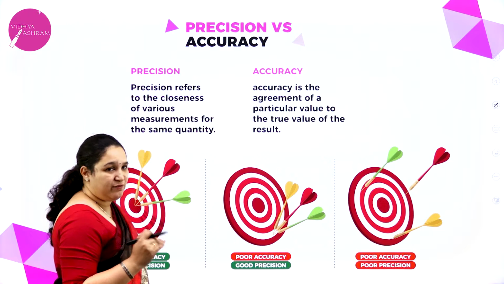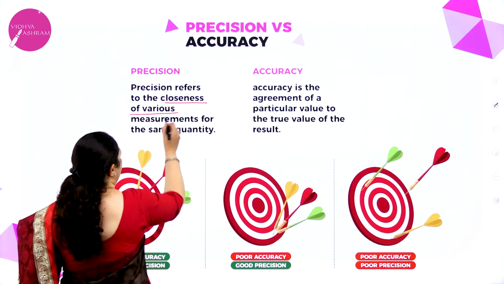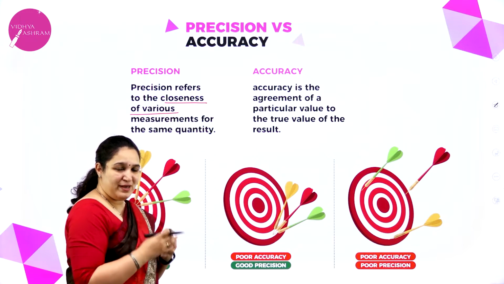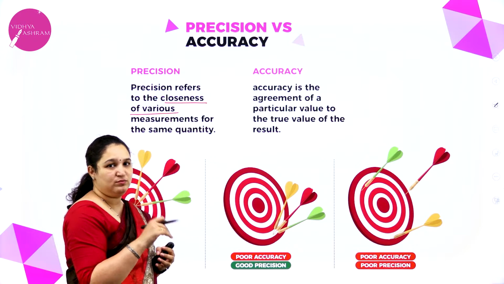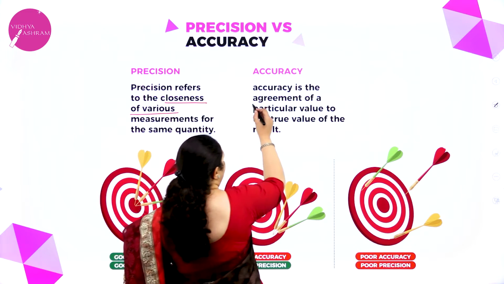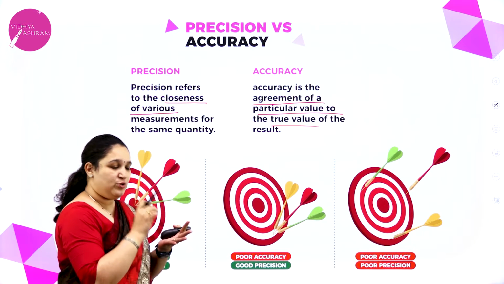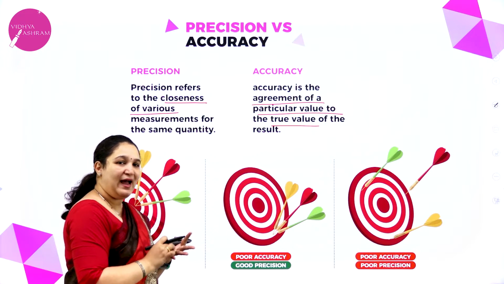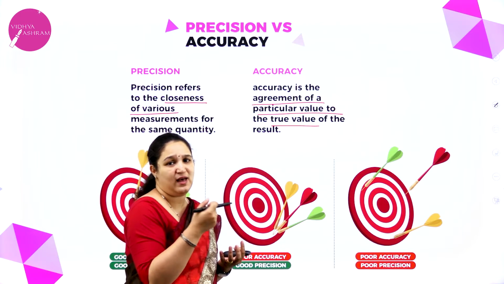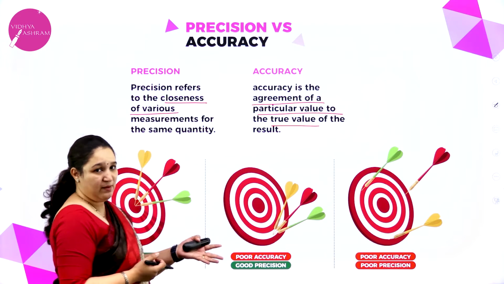I will just read the definitions for you all. Precision. Precision refers to closeness of various measurements. Now when you are measuring something, how close is your measurement for the correct value? That is precision. Okay. Accuracy means it's an agreement of a particular value to the true value of the result. It should be very accurate, means the true value and what you have measured, those two values are matching with one another, we tell it is accurate. So to understand it better, I'll take an example and explain.